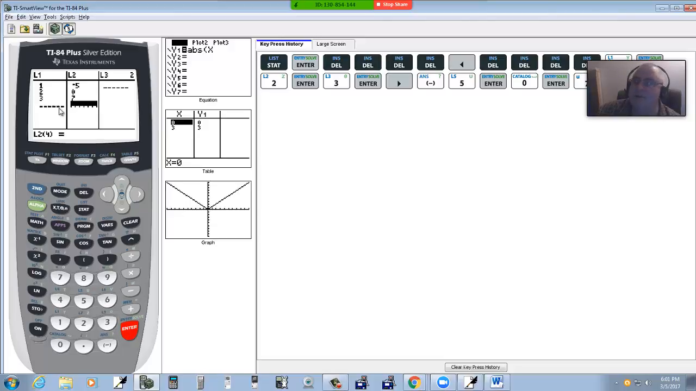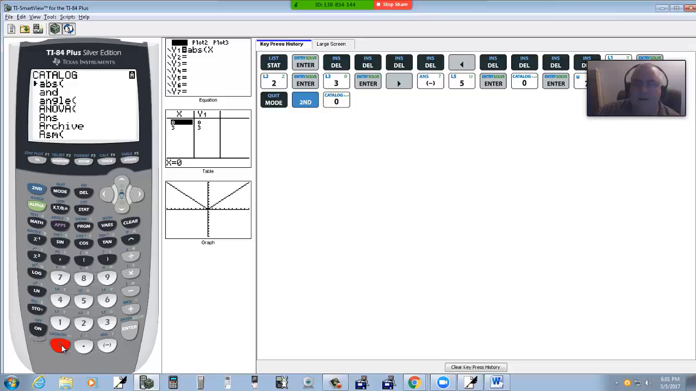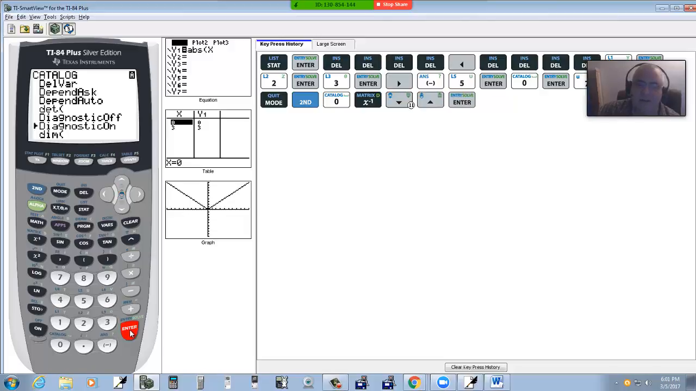Now each time I press enter, it goes down to the next line. Now I'm gonna exit out. So I do second mode. You only have to do this one time, but we want to set our diagnostics on. So I do second 0 to go into my catalog. Then I push my X and -1, go down to the D's fairly fast. Or you can just simply press your down arrow over and over until you get to it. But I want to choose diagnostic on and press enter.